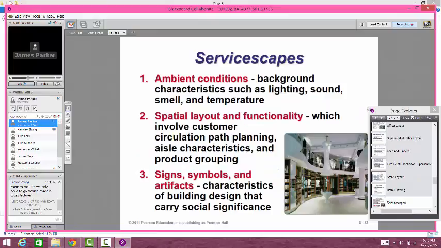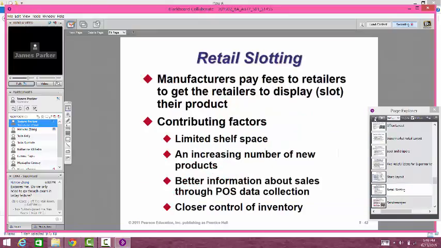Retail slotting, which I talked about. These fees can be pretty high. Again, it depends whether you're talking about an individual location or the whole chain, but we're talking tens of thousands per store or millions of dollars across the entire enterprise.